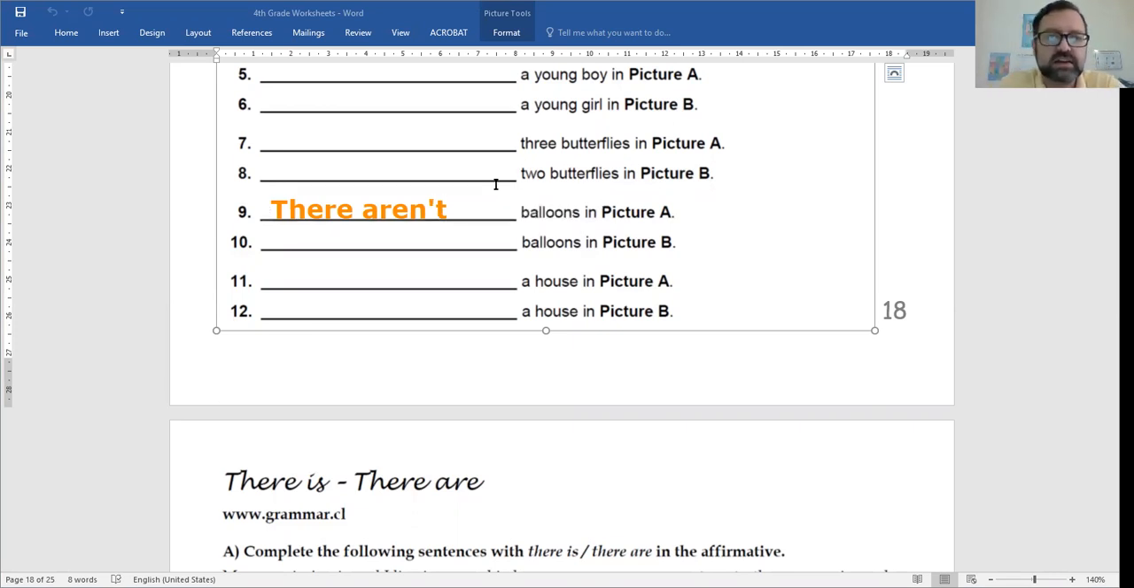You could just say, there aren't balloons in picture A. However, if I was making this sentence, I would put, there aren't any balloons in picture A, okay? This sounds like a stronger phrase. There aren't any balloons in picture A.